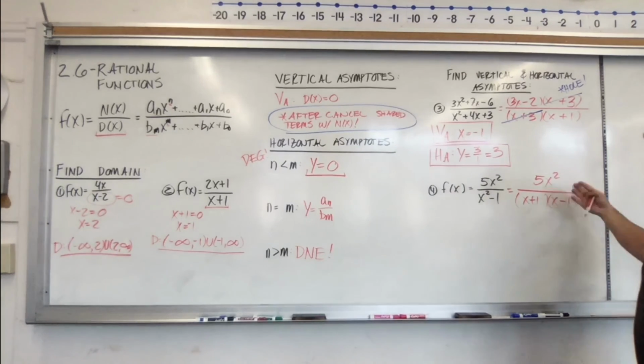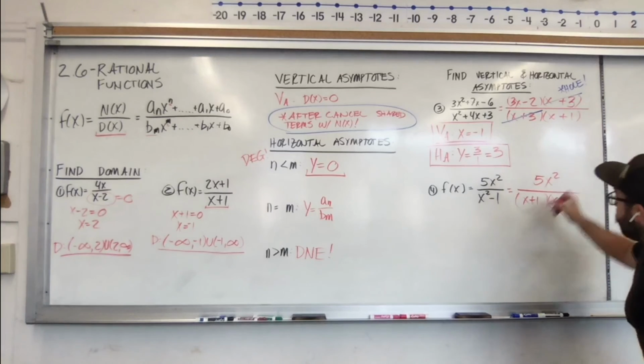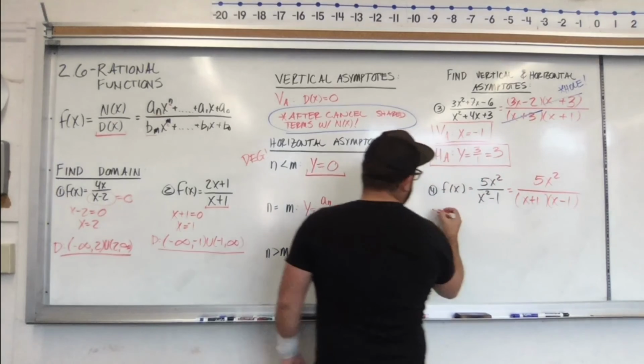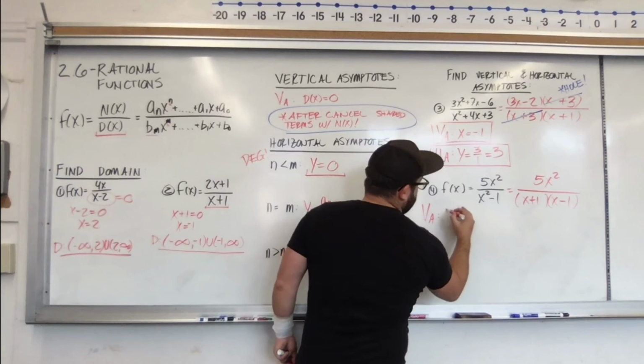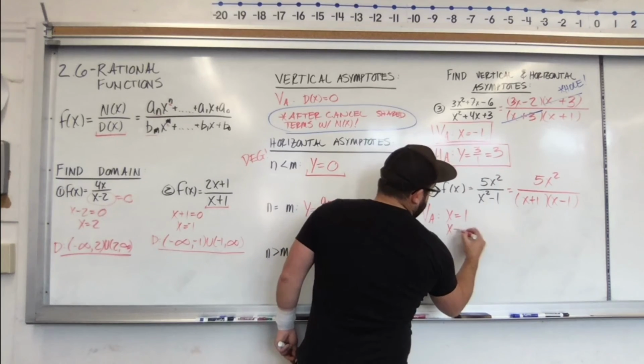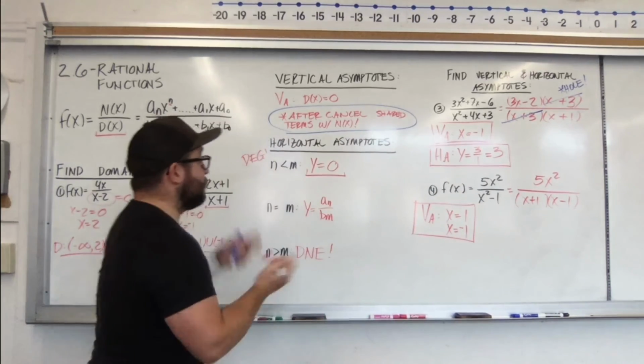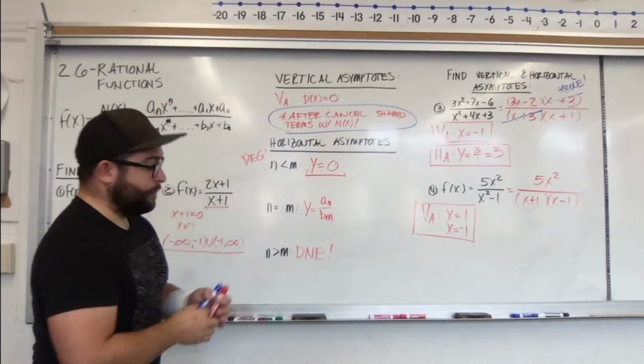Now, for this case, unlike number 3, there's nothing to cancel up top or bottom, right? Which means we have 2 vertical asymptotes. One at x equals 1 and one at x equals negative 1, which is fair, right? We have a bunch of verticals.